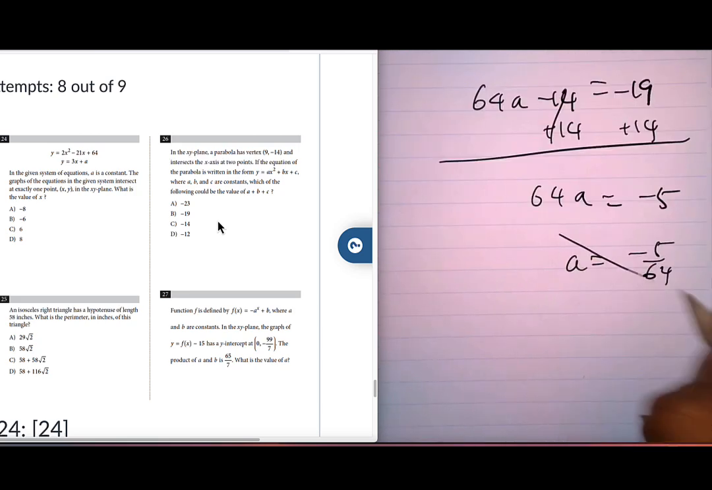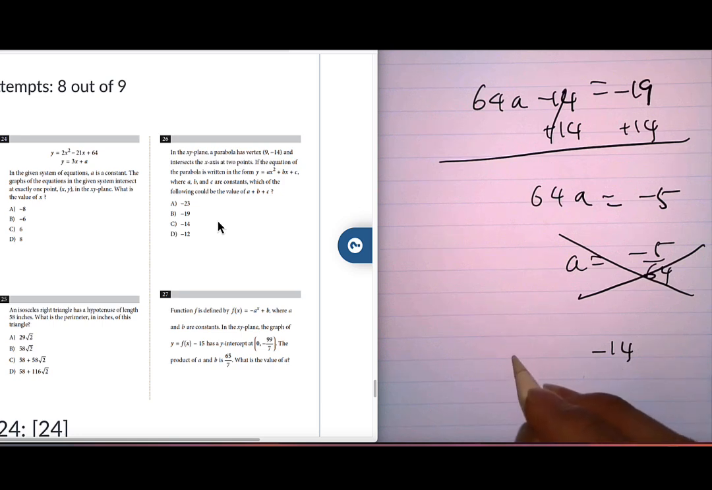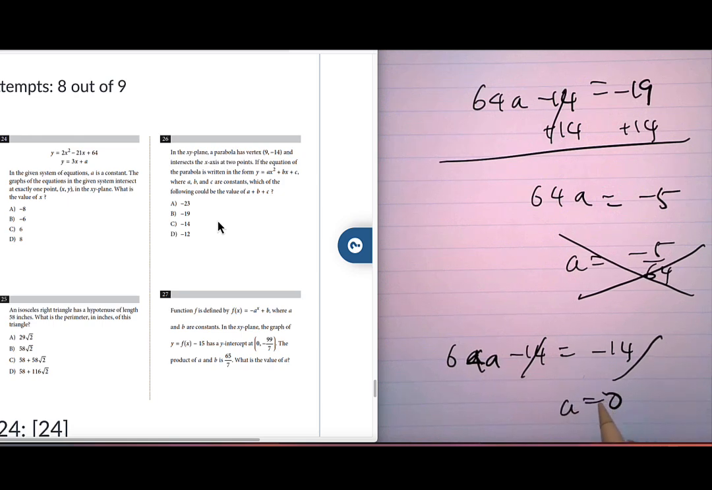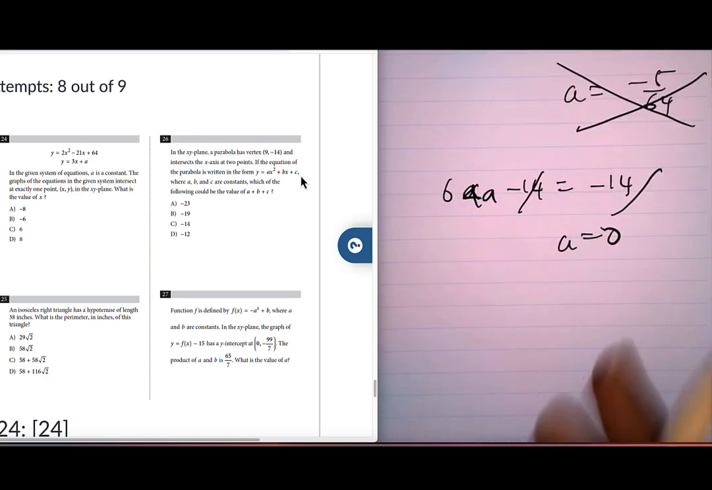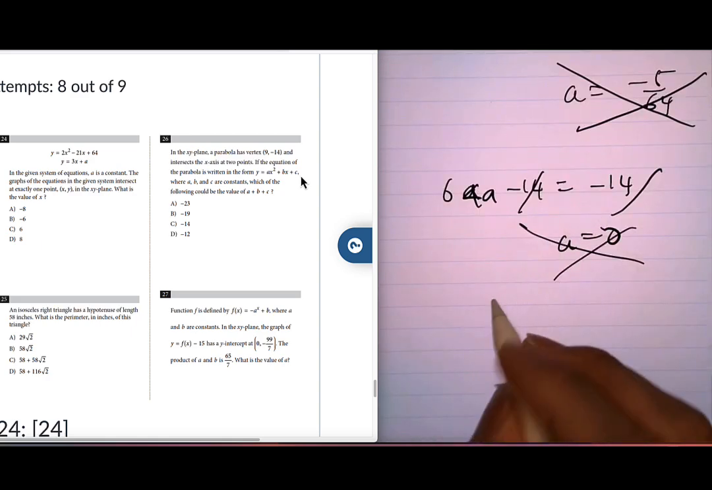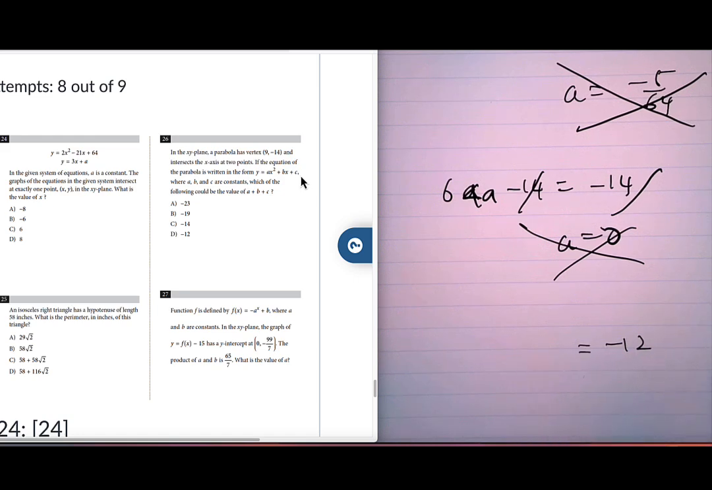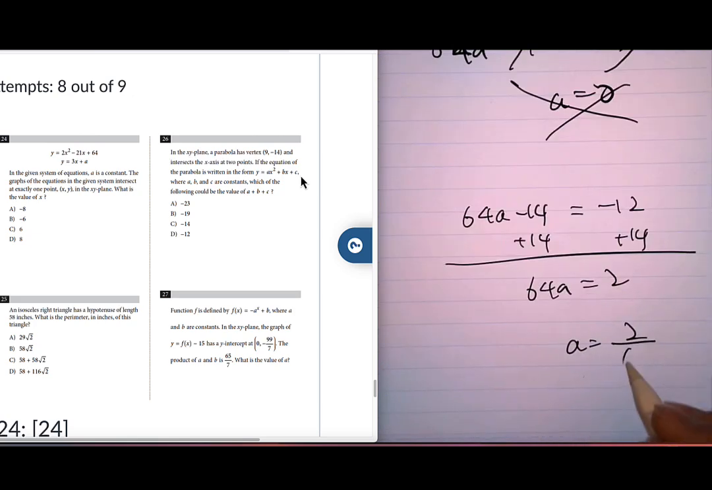So B doesn't work. C, negative 14. Negative 14 seems okay, but after you cancel that, it says a equals 0. But if a equals 0, it's not quadratic. It's a linear function, because ax squared would be 0 plus bx, and that's not what we want here. So the answer is D. When you have negative 12 for the sum of these coefficients, we add 14 on both sides, and now we have 2 equals 64a, and a is 2 over 64, which is greater than 0. Therefore, it will face up and satisfy our condition.